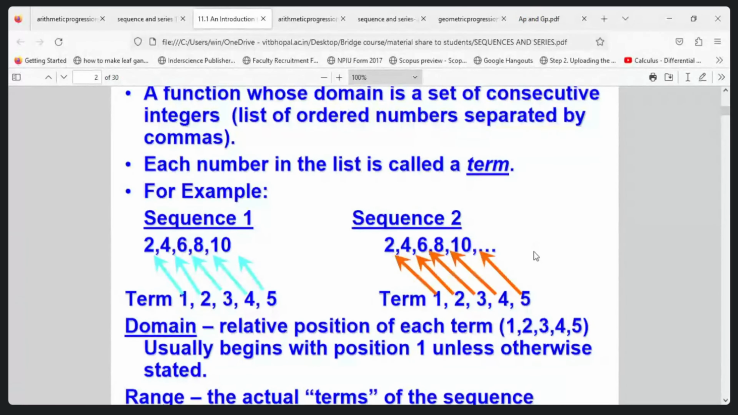So you can see here in the first one, it stops at 10. But in the second one, you can see the dot, dot, dot. That means it will continue up to infinity or up to n terms.